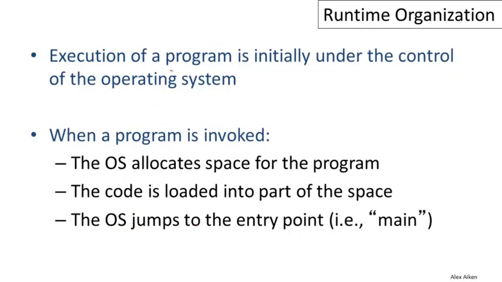So let's begin at the beginning. Initially, there is the operating system, and the operating system is the only thing that is running on the machine. And when a program is invoked, when the user says he wants to run a program, what happens? Well, the operating system is going to allocate space for the program. The code for the program is going to be loaded into that space. And then the operating system is going to execute a jump to the entry point, or the main function of the program, and then your program will be off and running.